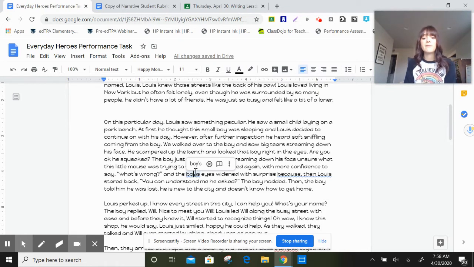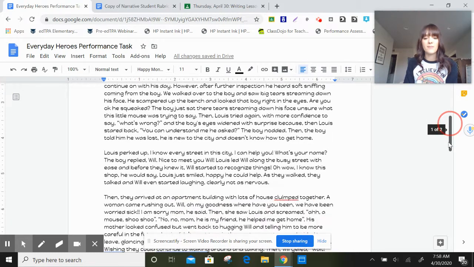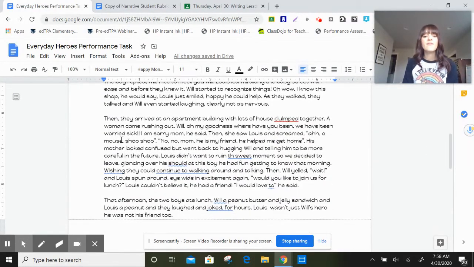So this blue means I was missing this comma between the Y and the S because it's his eyes. You're going to have an apostrophe S, okay? The boy nodded and the boy told him he was lost. Okay, we're good there. Then they arrived in an apartment building with lots of houses clumped together. Oh, one too many L's. Perfect. A woman came rushing out.